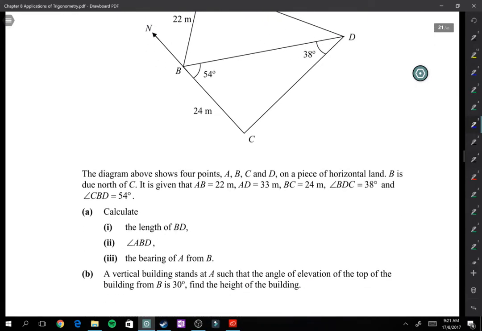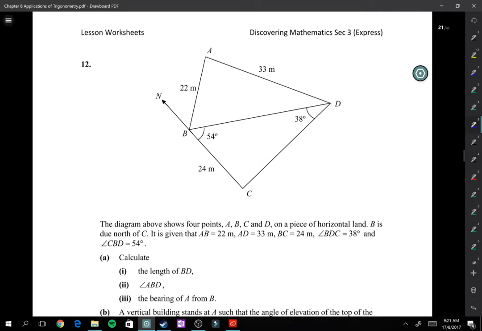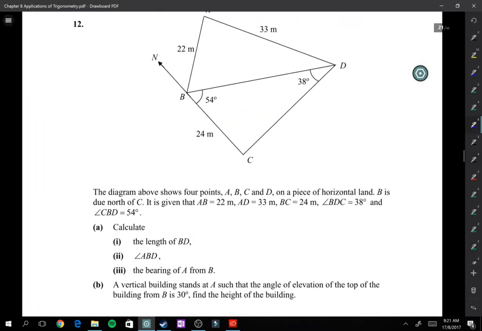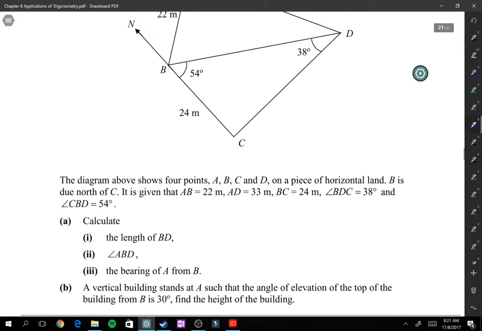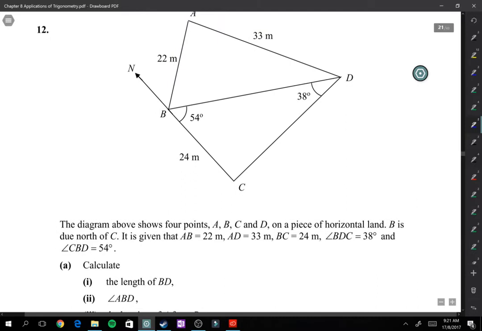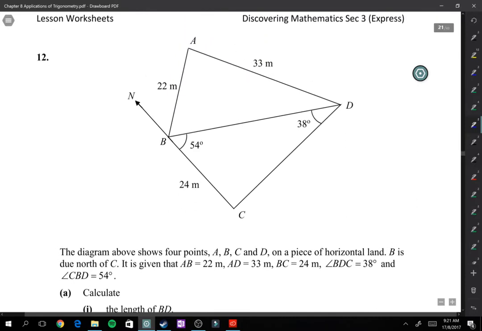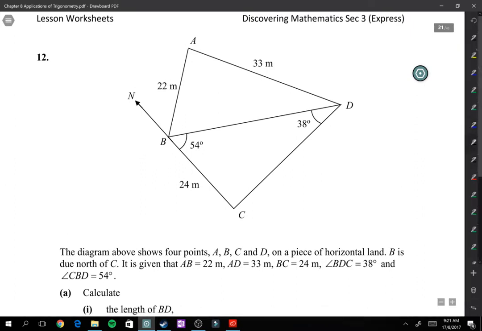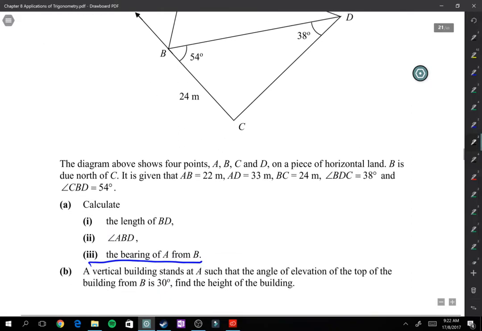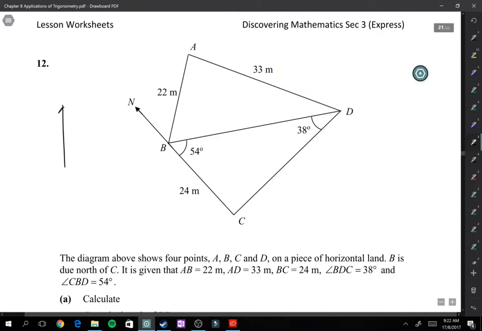Now I'd like to draw your attention to question 12. Particularly I'm interested in this. So this is just a diagram, slightly complicated, but it's just a horizontal plane. Nothing too complicated, just slightly complicated. Now what I want you all to take note is that, interestingly, usually our north is in this direction, but for this question, you all see where's the north?